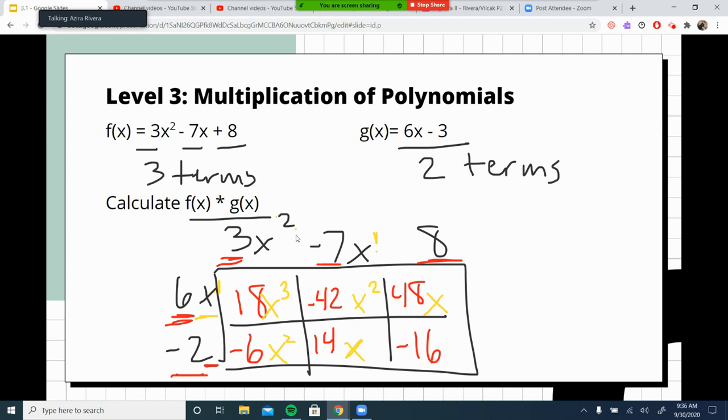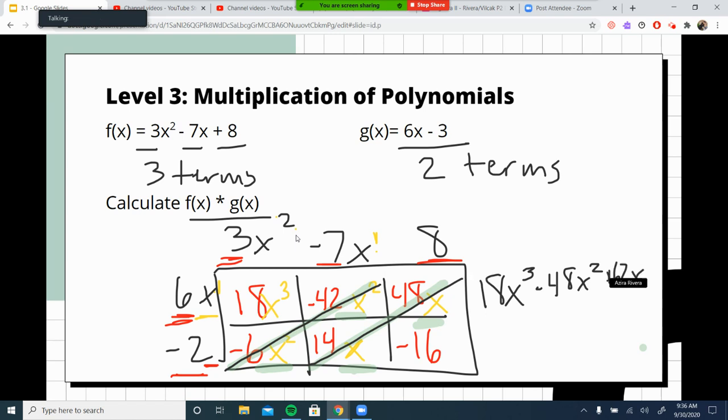In order to get our final answer, we're going to look along these diagonals. And you should notice that I have my x squareds on the same diagonal, and I have my x's along the same diagonal. All right? So we're going to combine like terms along there. We're going to add those up. So I have a total of 18x cubed. I'm adding these up. So I have -48x squared. When I add these up, I get positive 62x, and then a -16 right at the end.